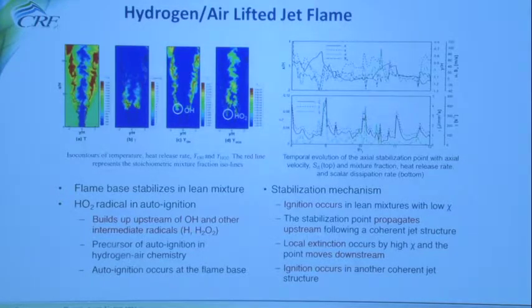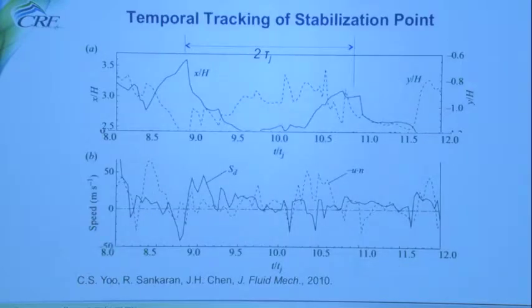And like before for the ethylene case, we also have occurrences of local extinction when the turbulent scalar dissipation rate, or the mixing rate, is really high, and that causes the front to then move downstream. And then we see some evidence of ignition occurring again in another coherent jet structure, and this kind of repeats. This is just a close-up view of this time trace, which is more gradual, both upstream and downstream.